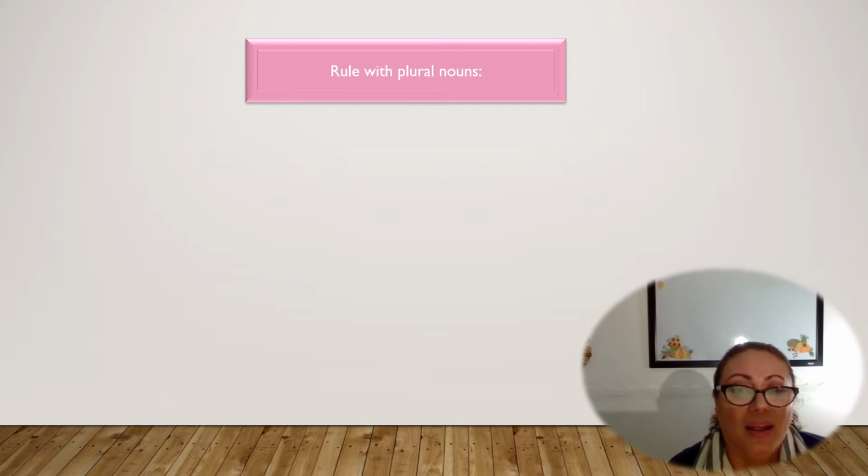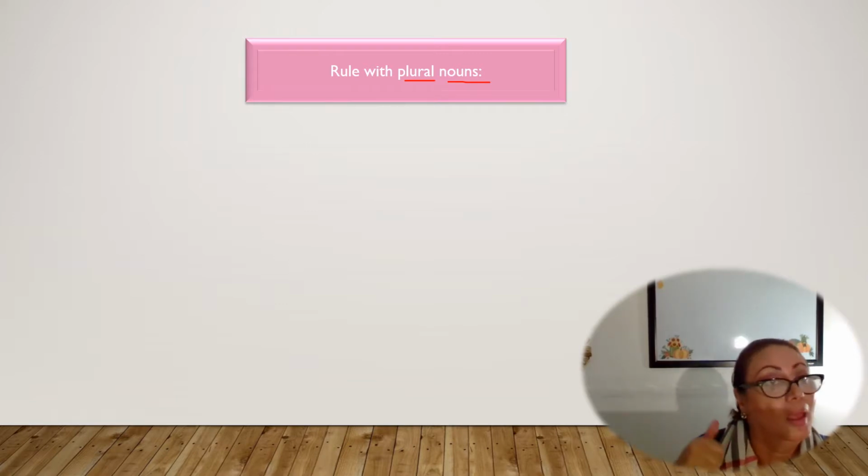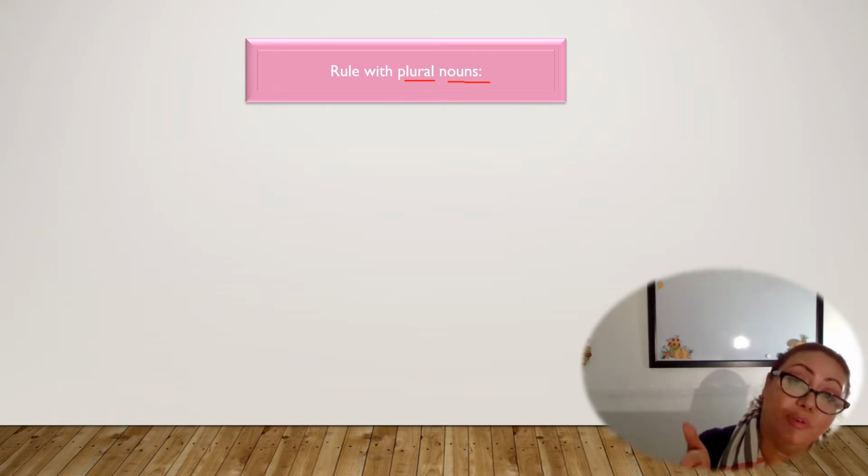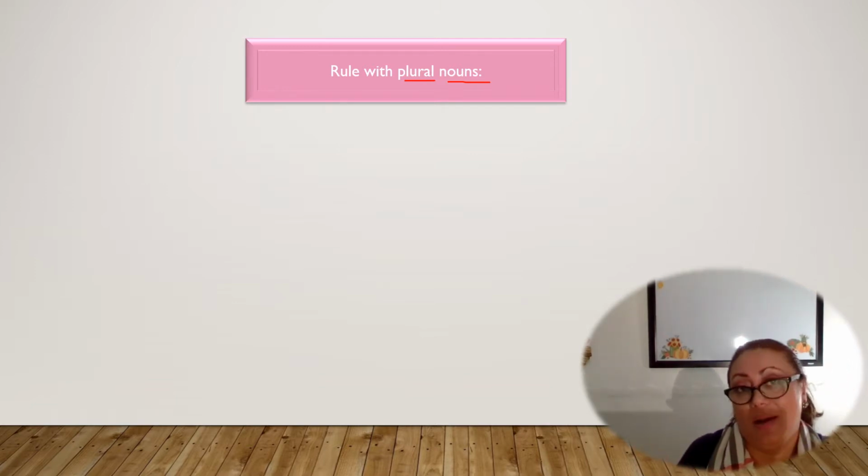Now, rule with plural nouns. What are plural nouns? Plural nouns are things that I can count with numbers. 2 bananas, 2 oranges, 3 cell phones, 4 pens, 4 scissors, 2 glasses. Everything that I can put a number before is a plural noun, more than one.